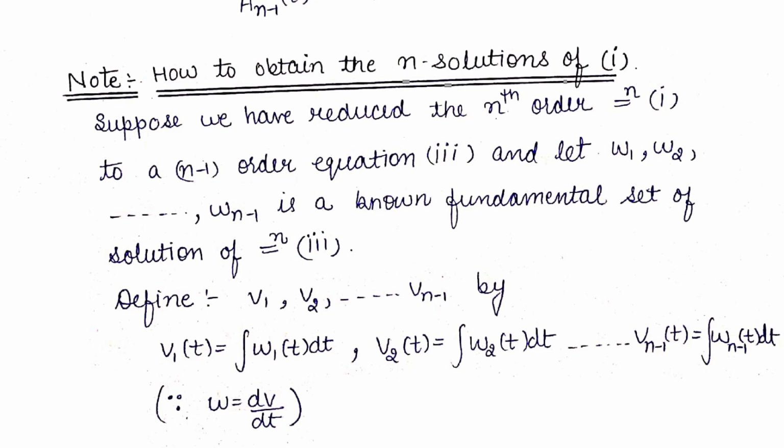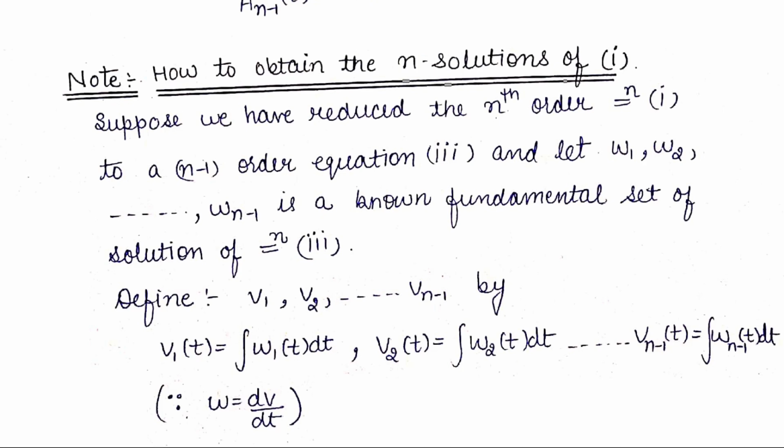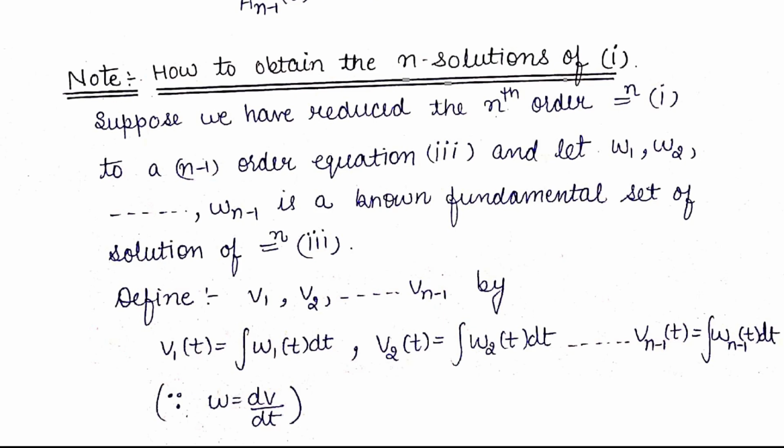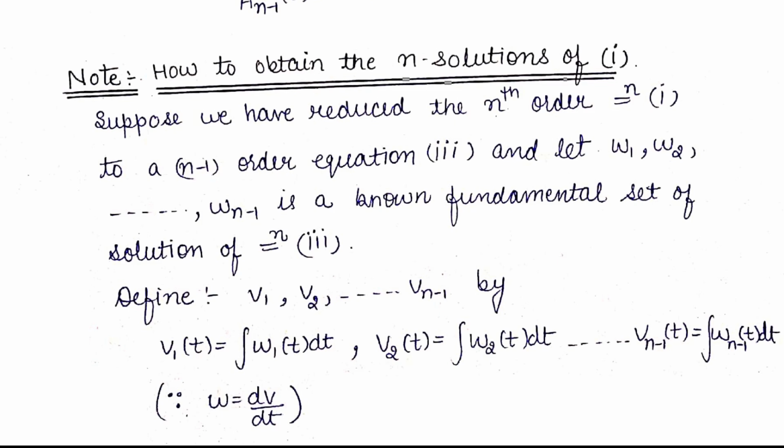Now, we define V1, V2, ..., V n minus 1 by V1 is equal to integral W1 t dt, V2 is equal to integral W2 t dt, and V n minus 1 t as integral W n minus 1 t dt. We have defined the Vi's in this manner because we know that W is equal to dV by dt. So from here we get that V is equal to integral W dt, and that is why we have defined the Vi's in the above manner.